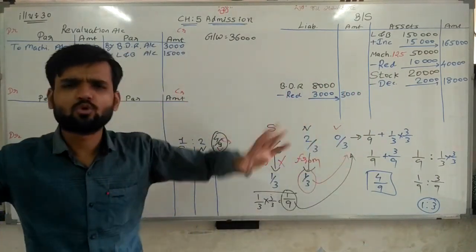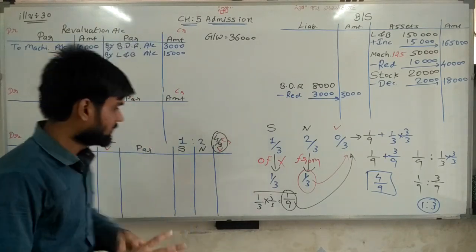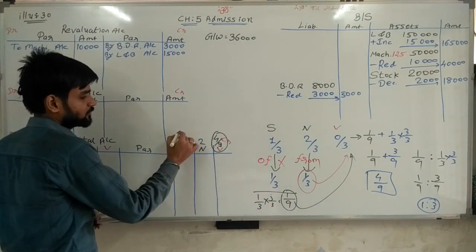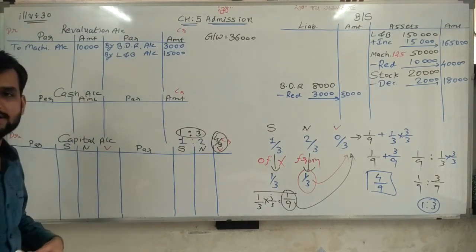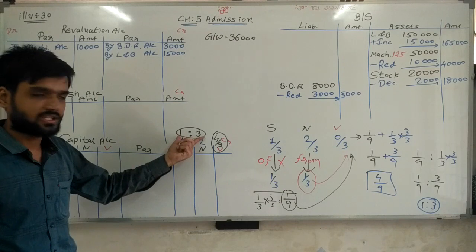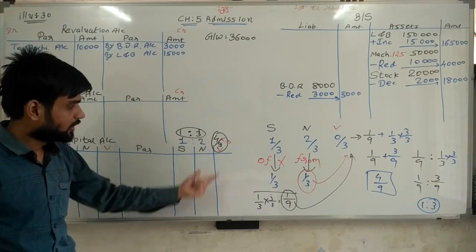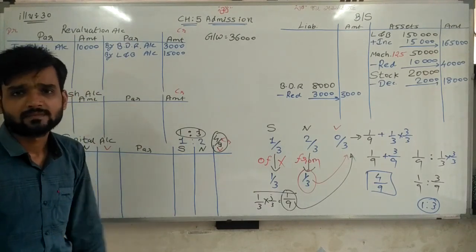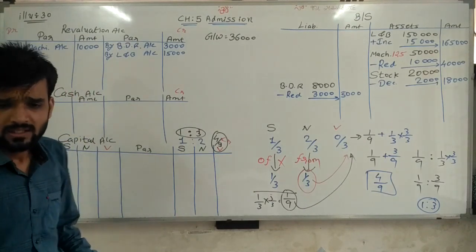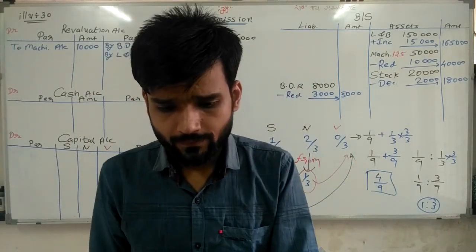Now we have both the values. We have the new ratio as well as the sacrifice ratio. So the sacrifice ratio is 1:3. Old ratio is 1:2. New partner's share is 4/9. Now what do we need? Now I can easily do the adjustment.